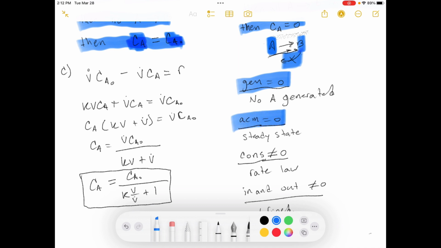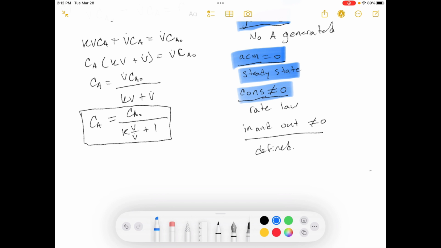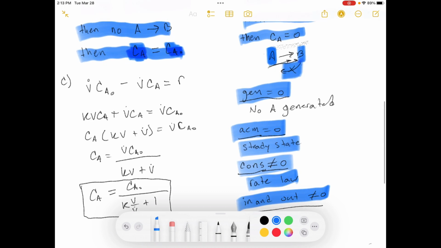There's no accumulation of A in the tank. This is a steady state process, so there's no time dependency of the concentration of A. Any change in concentration with time would make this a non-steady state process. So accumulation is 0. A is consumed with time. That is defined by the rate law that they gave to us. And obviously the in and out concentrations were also given to us in the problem statement, so those are defined. So what does that look like?